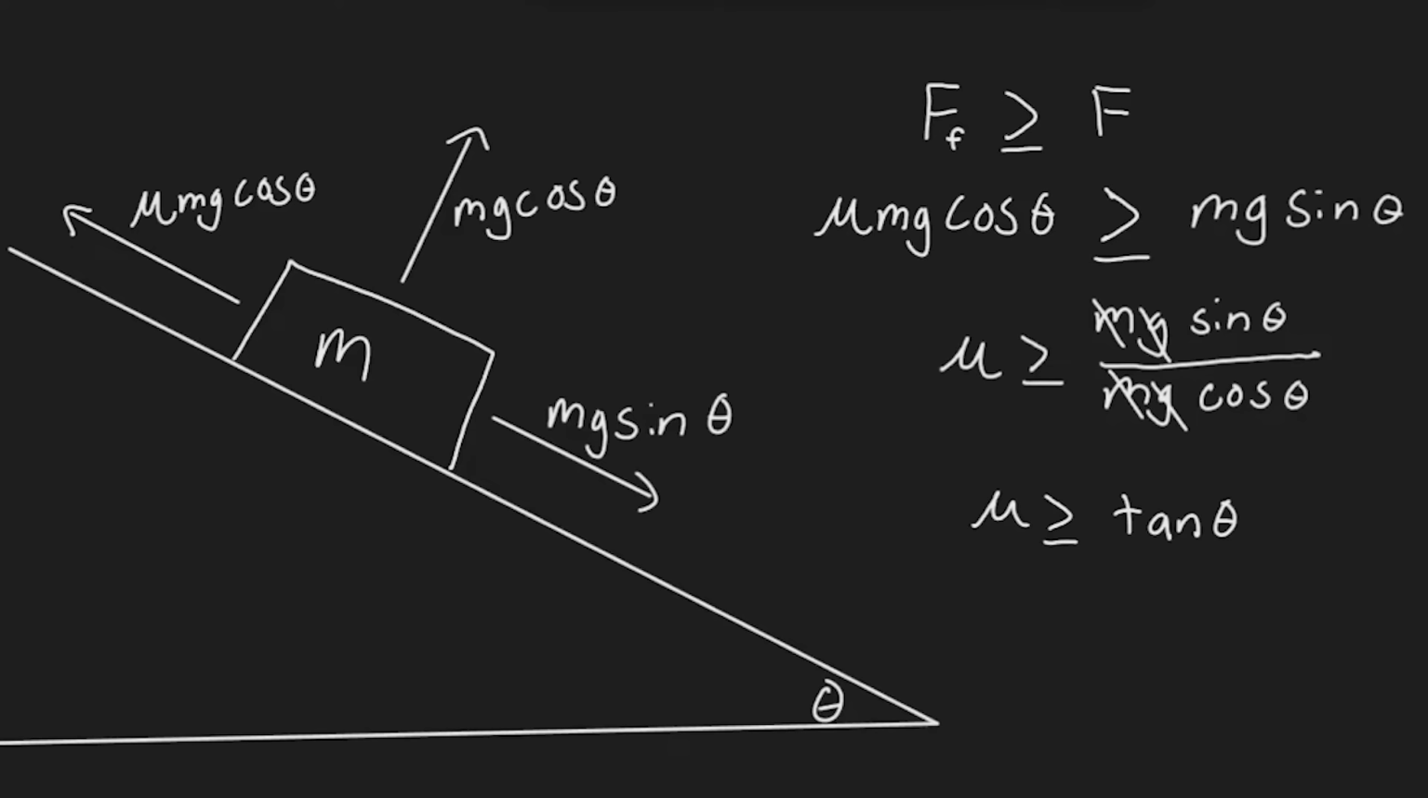So the coefficient of static friction must be greater than the tangent of the angle of the ramp in order to make the box move. And because the mg's cancel out, this works for any mass, and it works for any different gravity amount too.